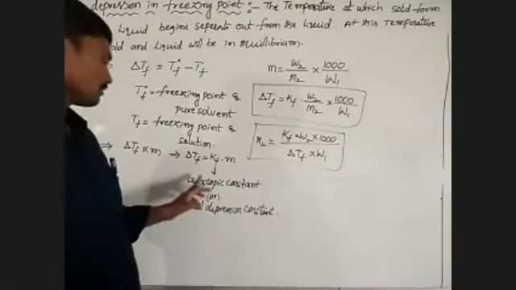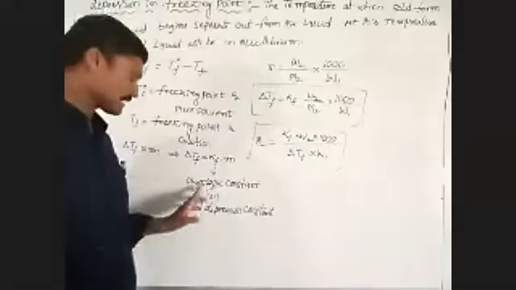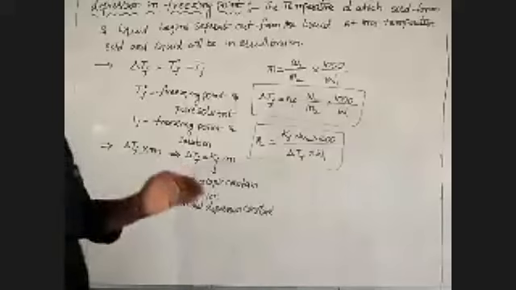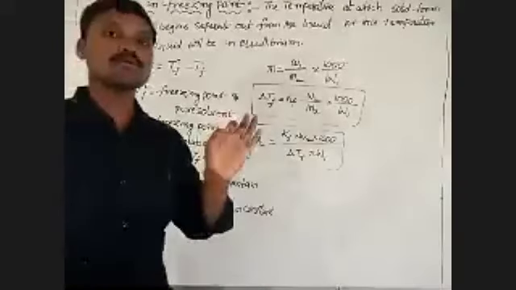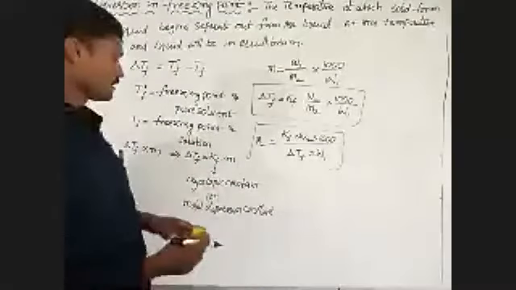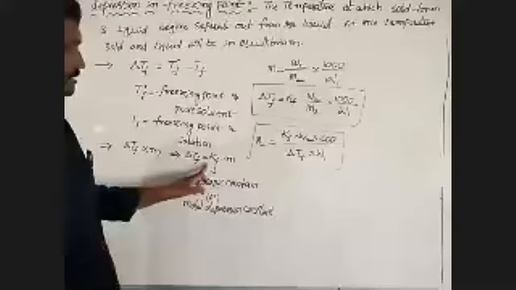Now cryoscopic constant. Here cryoscopic constant means the depression in freezing point observed in 1 molal solution. That is called cryoscopic constant. Here delta Tf is equal to Kf into m, then Kf is equal to delta Tf by m.